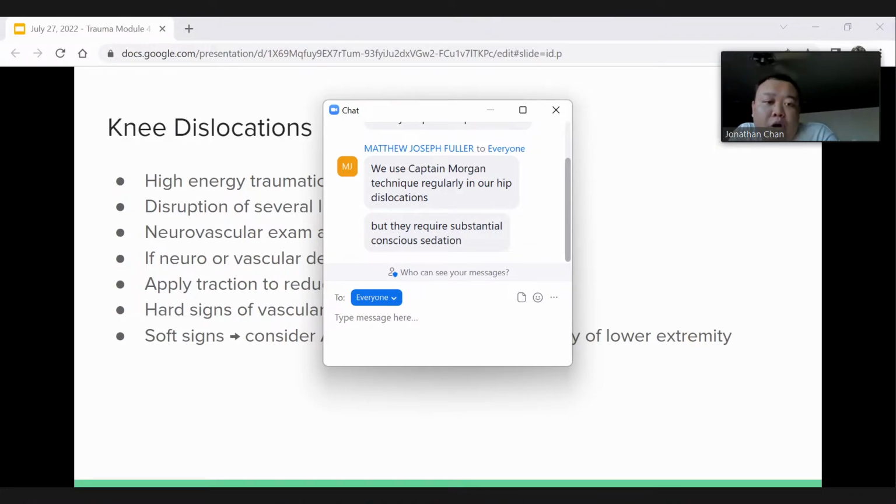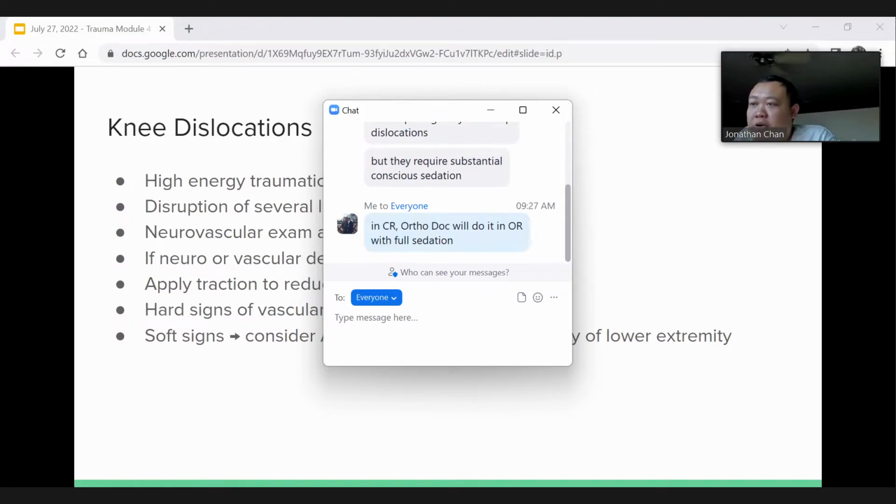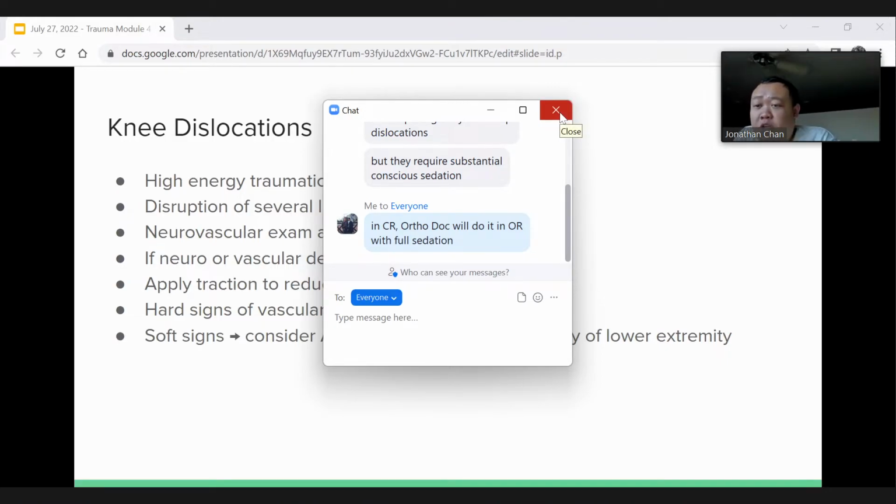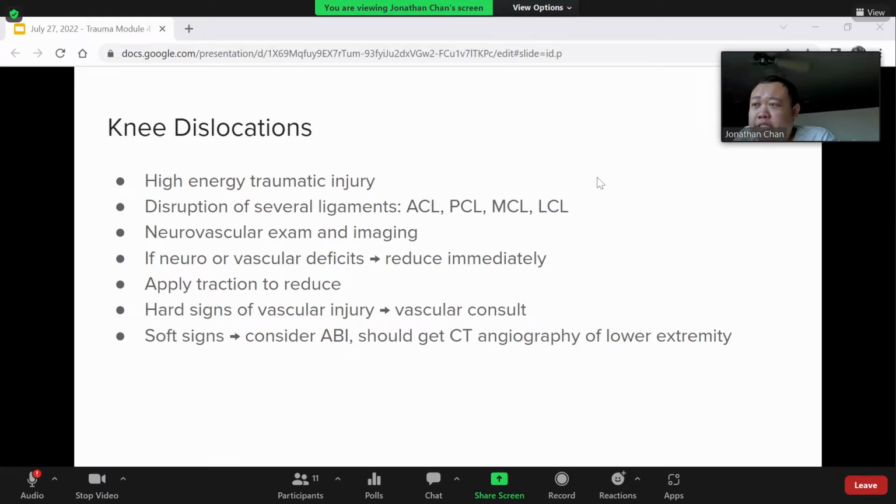The most important part here is to get a good neurovascular exam and get some imaging. If you do suspect any neuro or vascular deficits, you should go ahead and reduce this knee immediately. You will apply traction to reduce it, which I will show a picture of later on. If you have any hard signs of vascular injury, kind of what we talked about at the beginning, you should get a vascular consult for this, which is right behind the knee.